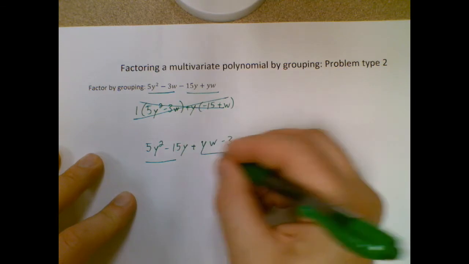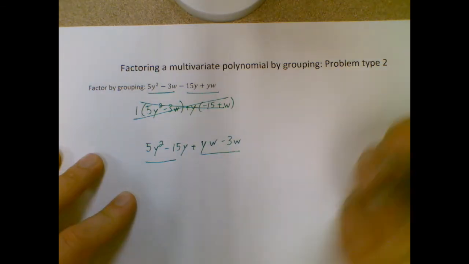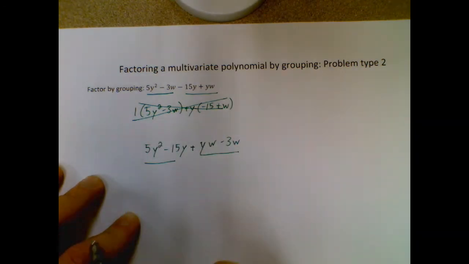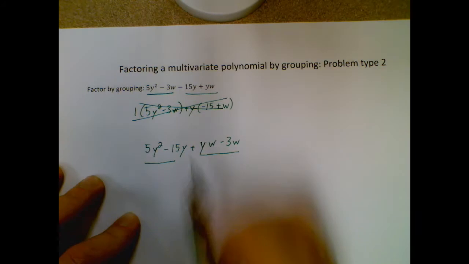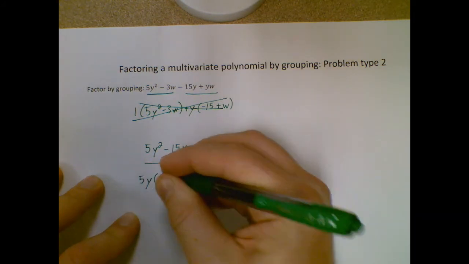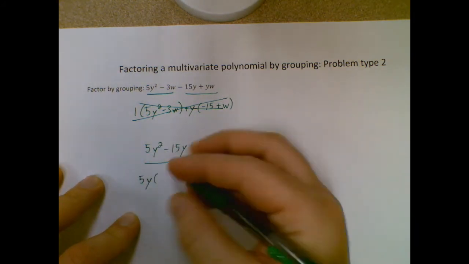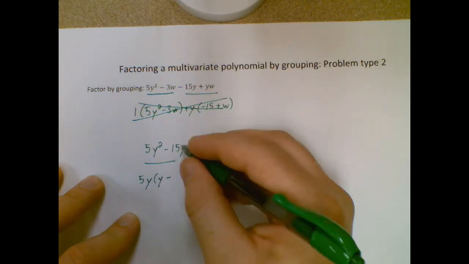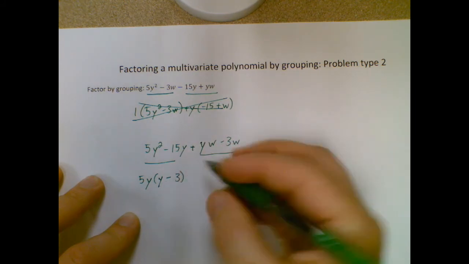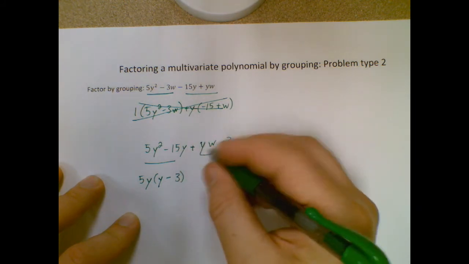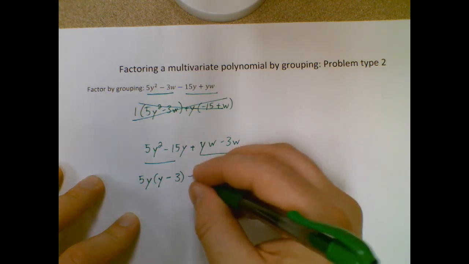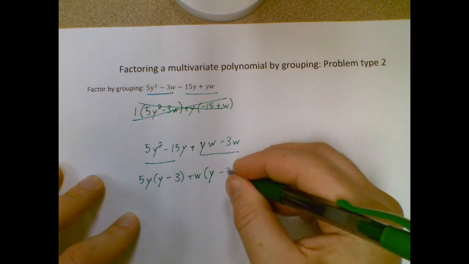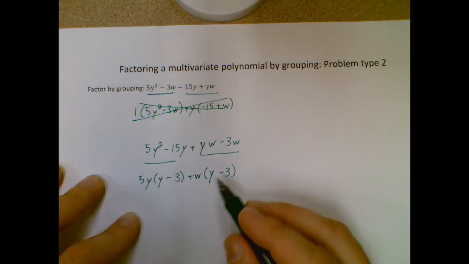Now I can separate based on my new groups after I rearrange them, and we'll see what happens. Here, instead of just a 1, which is what I was stuck with before, I have a 5 in common and a y, so I can pull both of those out. I pulled out a 5 and one of the y's, so there's still 1 y left in that first term. And then if I divide here, I end up with 3 as my first group. Here, my greatest common factor is just a single w, and that leaves me with y minus 3. Now my two groups match, and I'm good to go.